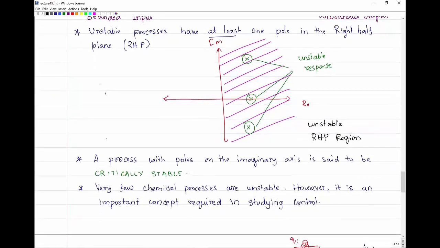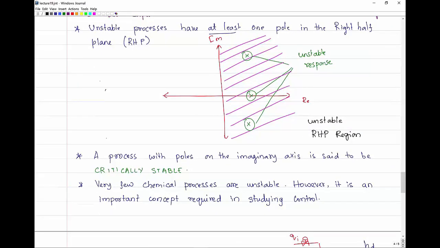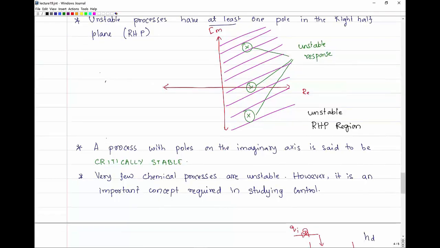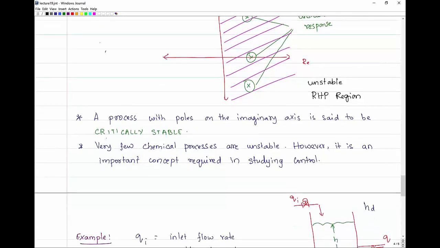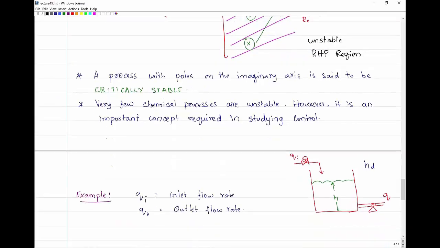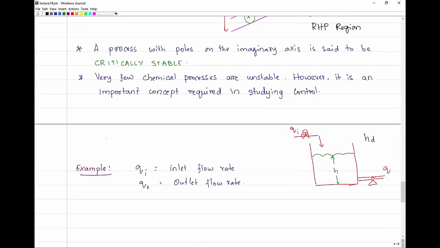So critically stable processes are on the verge of becoming unstable, but they are not unstable by the pure definition of instability. Critically stable systems provide bounded outputs, even for bounded inputs. The output does not go to infinity, and therefore they're not really unstable systems, but they're said to be critically stable, on the verge of becoming unstable. And the good news is very few chemical processes are actually unstable. However, it's an important concept required in understanding the behavior of these processes in conjunction with controllers.